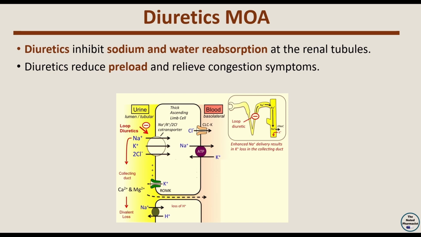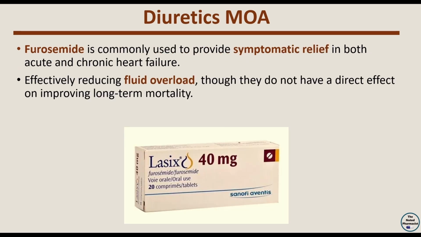failure. Loop diuretics, like furosemide, are commonly used to provide symptomatic relief in both acute and chronic heart failure, effectively reducing fluid overload, though they do not have a direct effect on improving long-term mortality.